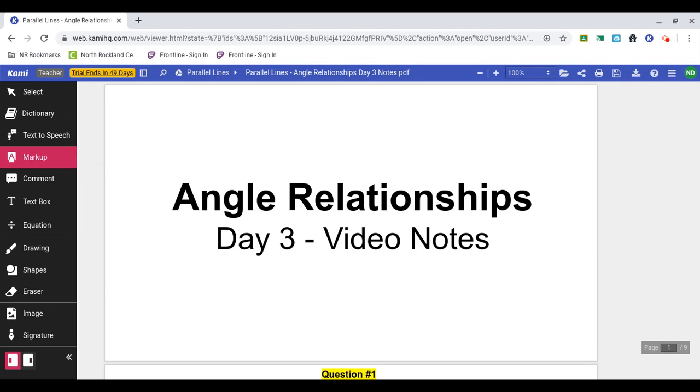Hey everyone, today we're continuing on in our angle relationships unit, and today we're just going to do more practice applying what we know about specific angle relationships to solve for the measures of missing angles. Today though, the pictures of the parallel lines cut by a transversal are just going to be positioned a little bit different than what we're used to seeing.